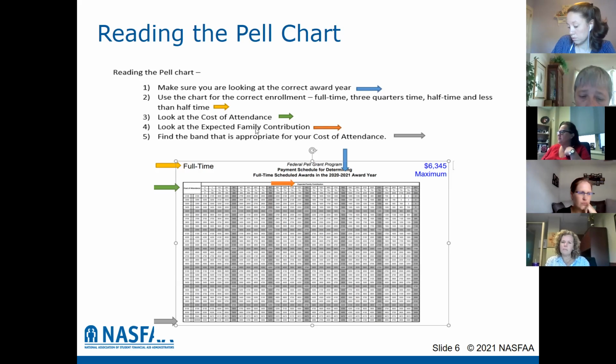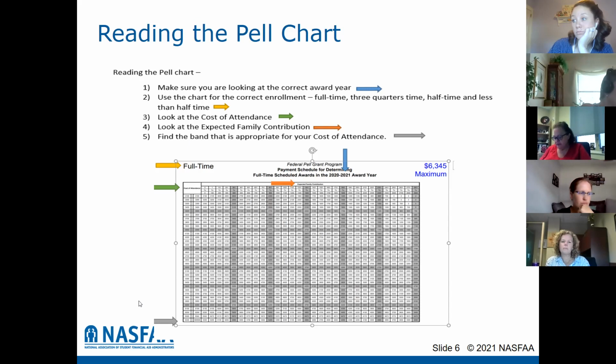Use the chart for the correct enrollment. Remember, you'll see full-time, 3/4 time, half-time, and less than half-time, so keep an eye on that and make sure you're using the right page. Look at the cost of attendance. That's the green arrow and that little teeny tiny writing that says cost of attendance. Again, if your cost of attendance is more than the maximum Pell, you're going to be on the bottom band. Then find the band that's appropriate for you. This gray arrow was just saying this is the band that we use. Always look at that spot.